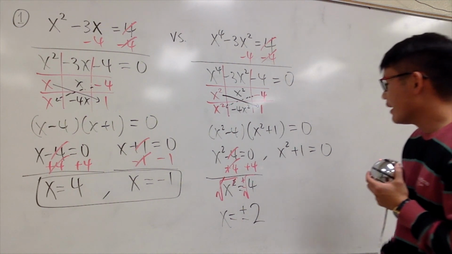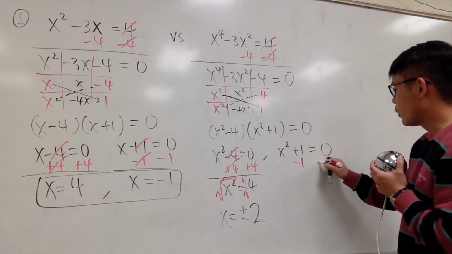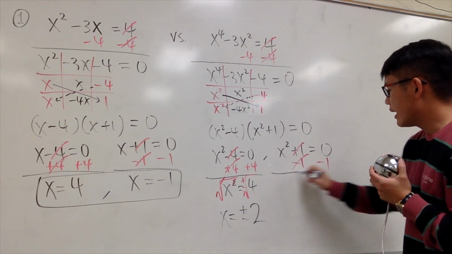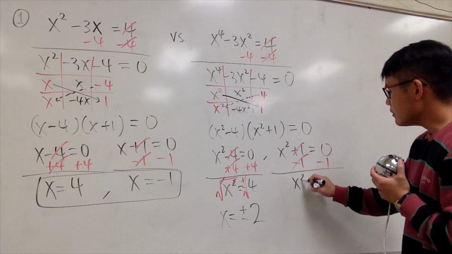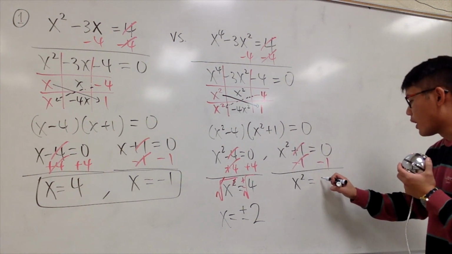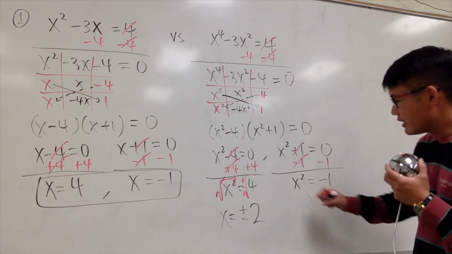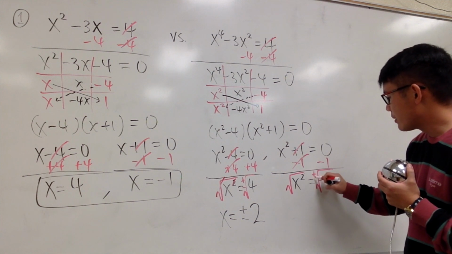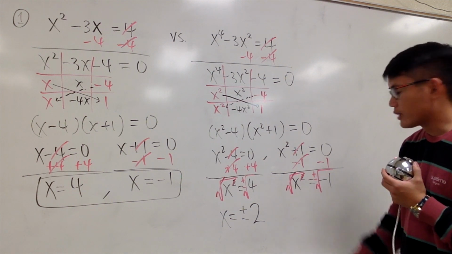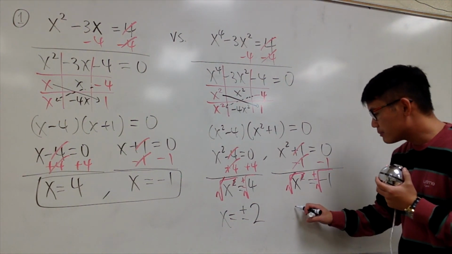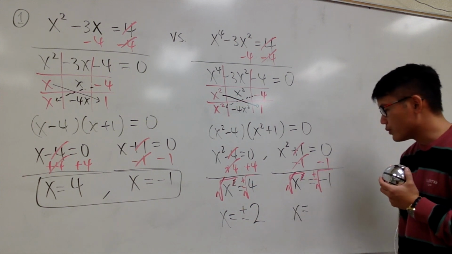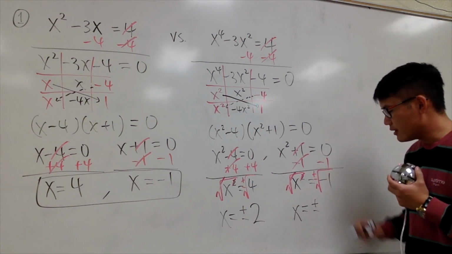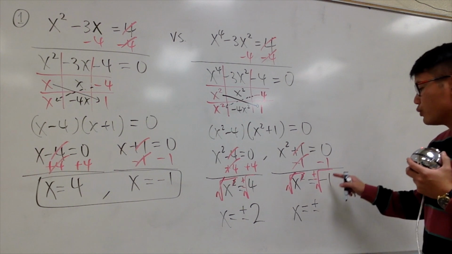Two answers right here. And then for this one, I'm just going to subtract 1 on both sides. Cancel, cancel. And then I get x squared equals 0 minus 1, which is negative 1. Once again, I'm just going to take the square root on both sides, and be sure you have the plus minus. Square root cancels, and we have x by itself, and this is equal to, let's put on a plus minus, the square root of negative 1.